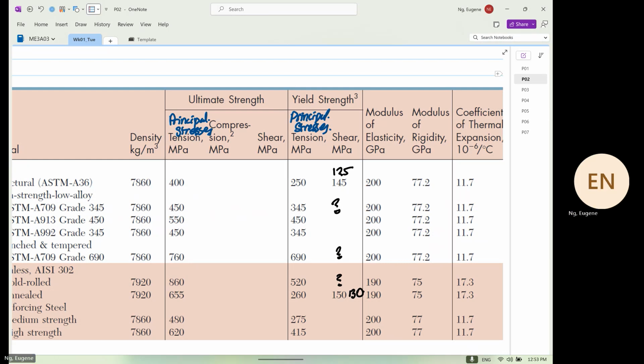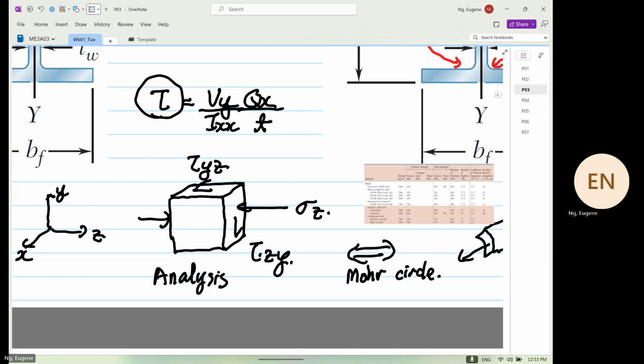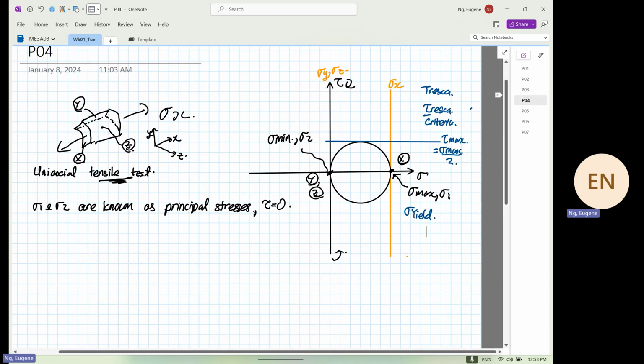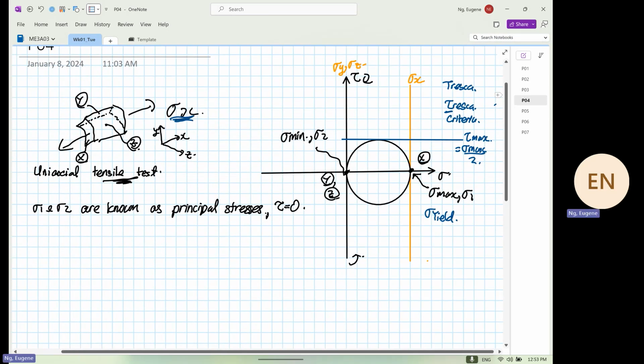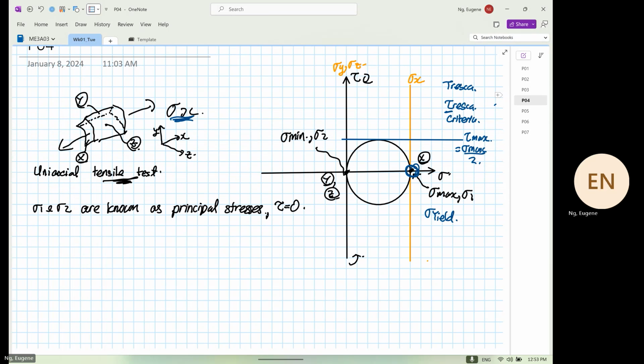From here, so this is the data we get, and what we measure and what we formulate is known as what? Principal stress. Some of you might ask me, Eugene, why is it known as principal stress? So if you watch this figure down here, this is your what? Stress X. Your stress X at point X over here happens to be your principal stress, where your shearing stress is equal to 0. Okay.